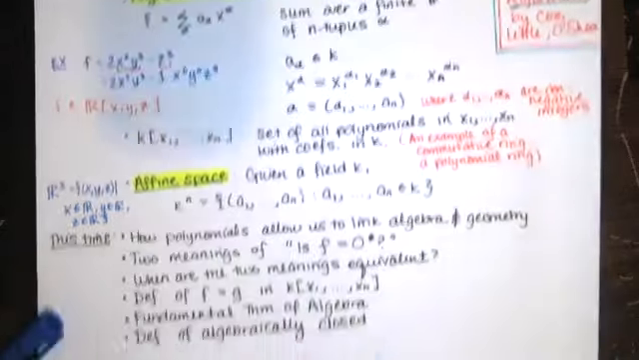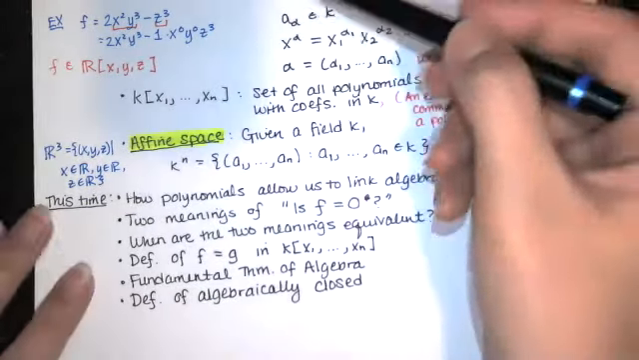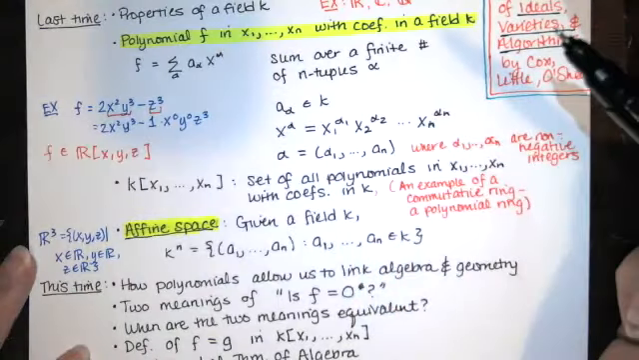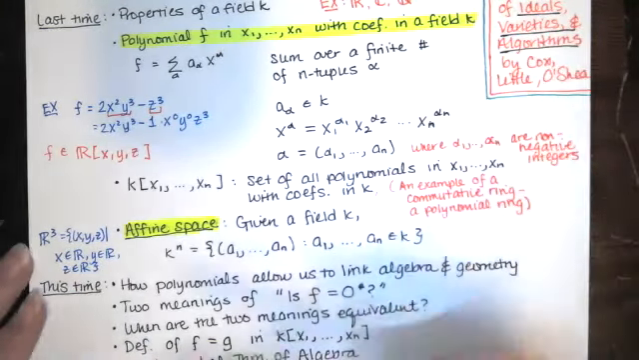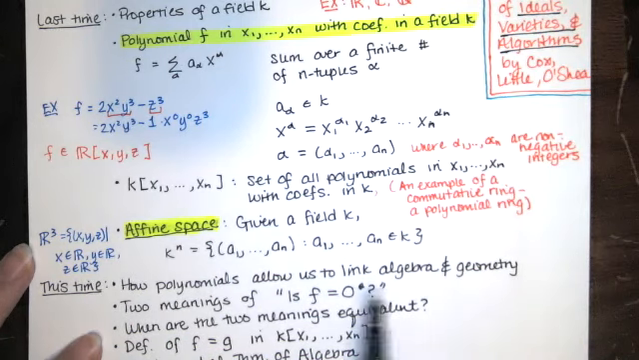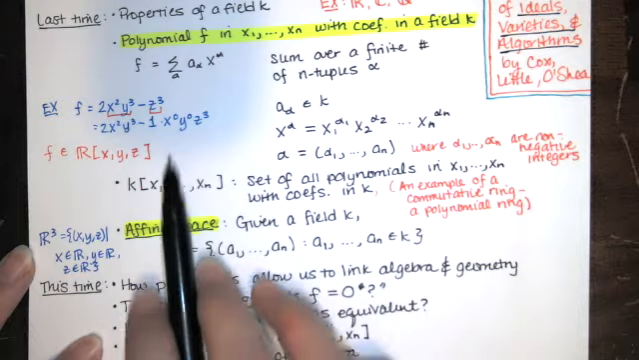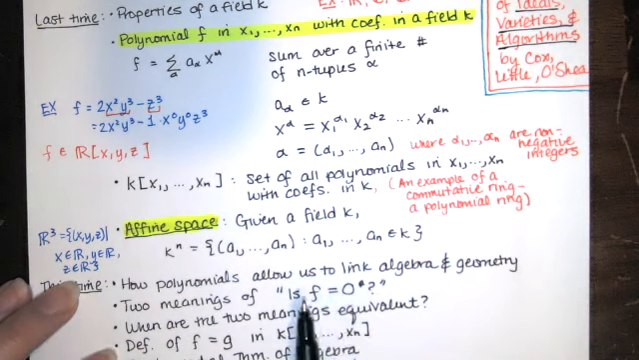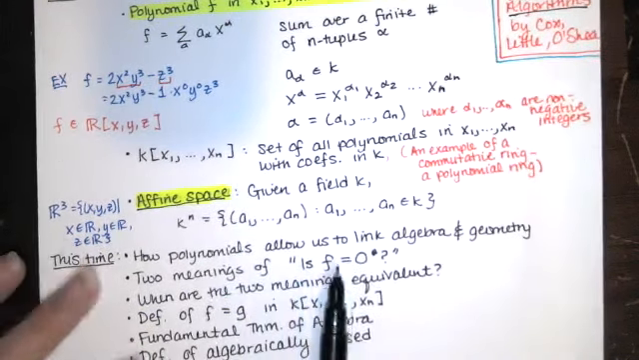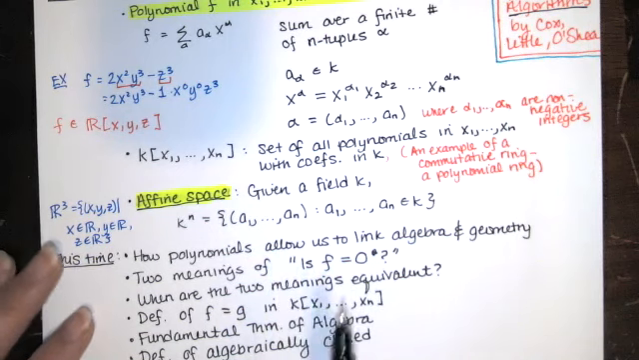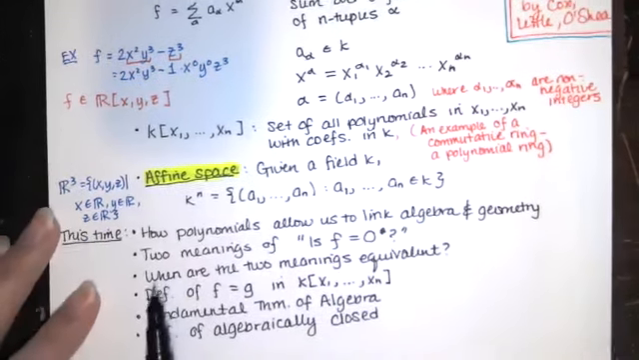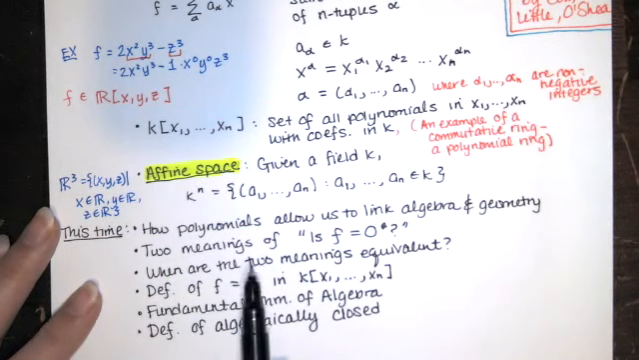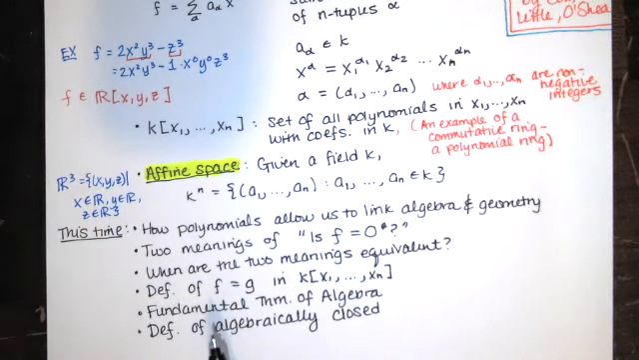Okay, so this video is about taking what we talked about here with polynomials and affine space and linking them. Polynomials are going to allow us to link algebra and geometry, and that linking between algebra and geometry is related to this linking between a polynomial and affine space. We're going to talk about two meanings of f equals 0, or if somebody says, is f equal to 0? We could interpret that in two ways. We're going to talk about what those mean. We're going to talk about this case when these two meanings of f equals 0 are equivalent to each other.